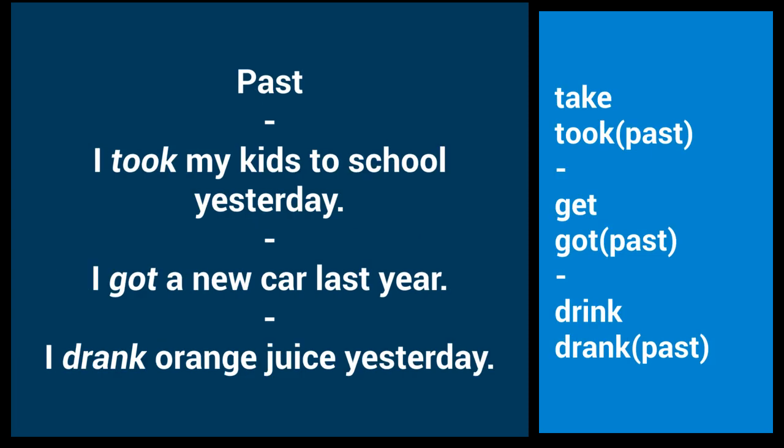Okay, let's look at 3 more irregular verbs in the past. So take changes to took, get changes to got, drink changes to drank. Example, I took my kids to school yesterday. I got a new car last year. I drank orange juice yesterday.